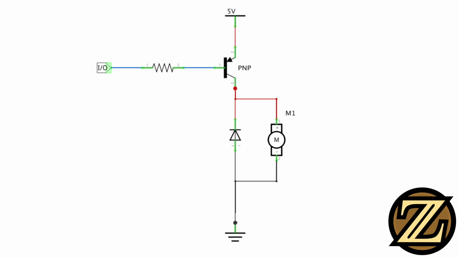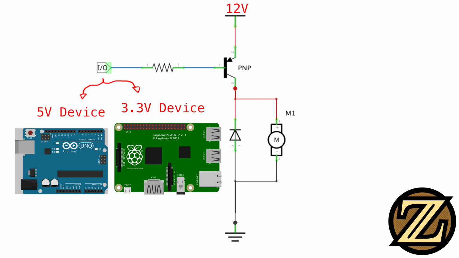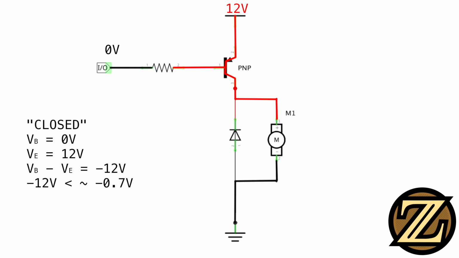It's important to note that this negative 0.7 volt differential is not always achieved when we have a 5 volt input and a 12 volt supply to the switch. This situation may happen when we are using a 5 volt device such as an Arduino to try and control a 12 volt motor. Sure, the transistor is closed when we apply 0 volts at the base. After all, we have a differential of negative 12 volts. However, if we apply 5 volts at the input, we achieve a base emitter differential of negative 7 volts, which is still way below negative 0.7 volts.